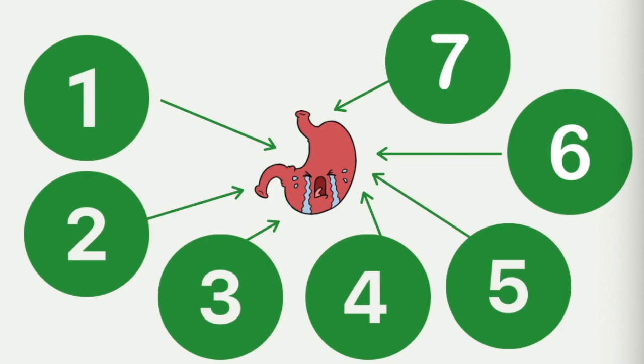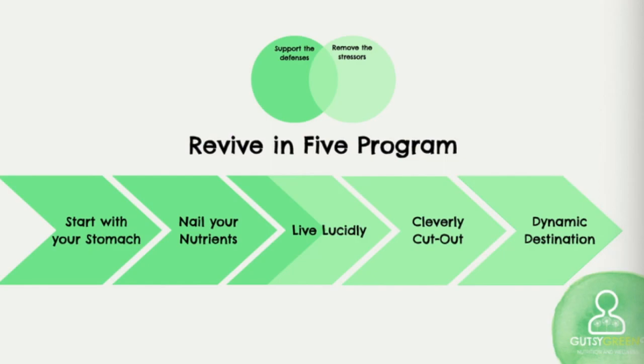It's hard to believe that all of that, the 7 digestive consequences in this video, derive directly from low stomach acid. But if you have a thorough understanding about how digestion actually works, which hopefully by now you do, it makes sense. This is why the Revive in 5 framework always starts here before we tackle anything else. It's just common sense.